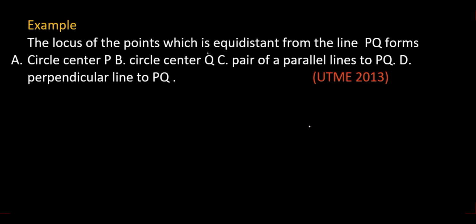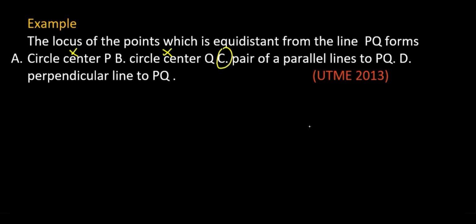Another example: the locus of the points which are equidistant from the line PQ forms, of course, a pair of parallel lines to PQ. If it's a locus to a line, it usually forms a parallel line to the line, and the parallel lines will be one downward and one upward. So option C is the answer.